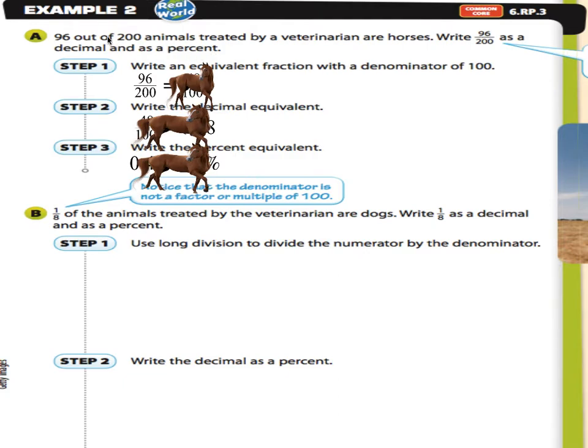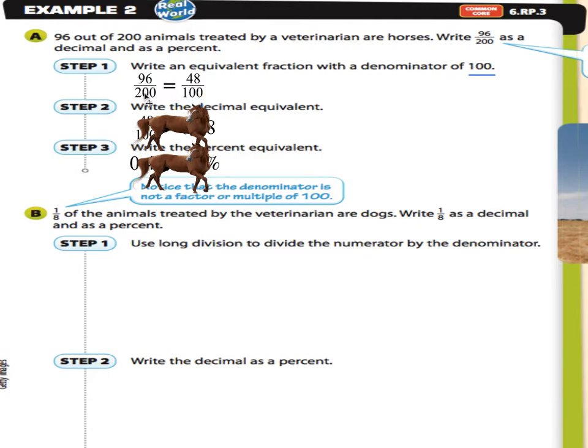All right, so I have 96 out of 200 animals that are being treated by a veterinarian, or, I'm sorry, 96 out of 200 animals that are treated by a veterinarian are horses. We're going to write 96/200 as a decimal and as a percent. So the first thing I have to do, because I want to write it as a percent, I have to find it with a denominator of 100. I know that I can get this to 100 because 200 is divisible by 2 to get to 100. So 200 can be easily divided to get to 100.